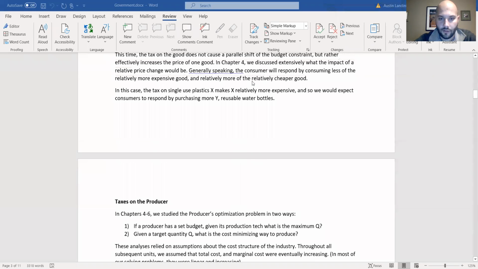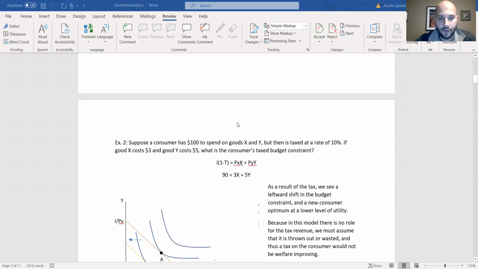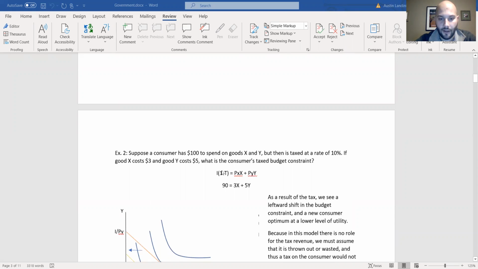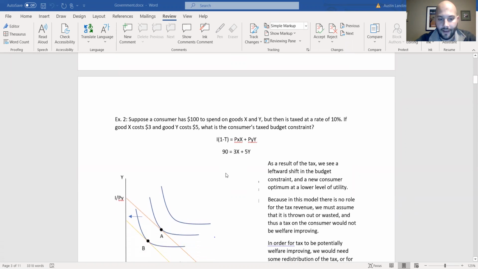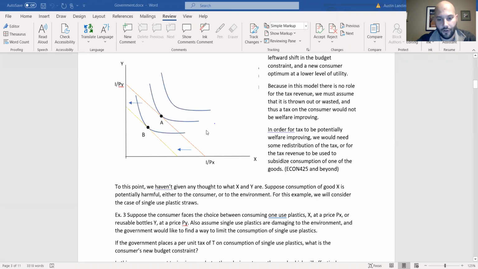In the previous video, we talked about how a tax would alter a consumer's budget constraint and ultimately their optimal decision. You could have a tax on individual goods, which alters the price of that individual good. You could also have a type of income tax, right? And again, we said in this type of simple model, we didn't have much of a role for that tax revenue, but we could create more complicated models which do have a role for that tax revenue. We could redistribute it, might be able to use it to subsidize one of the goods, and so on.